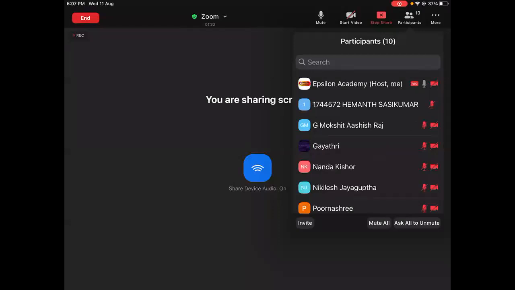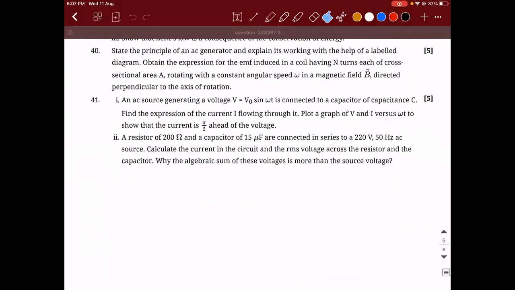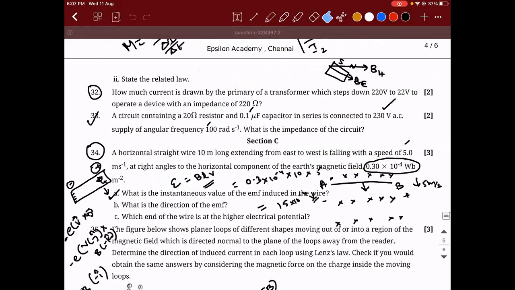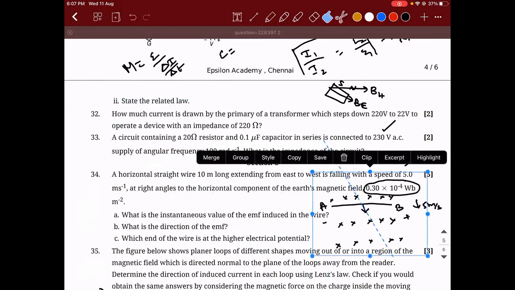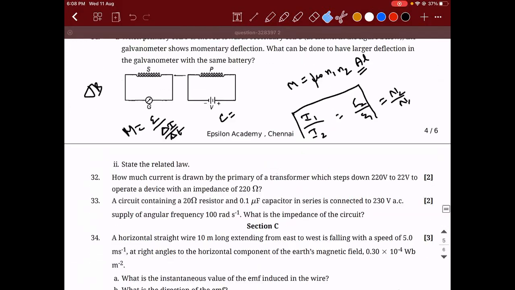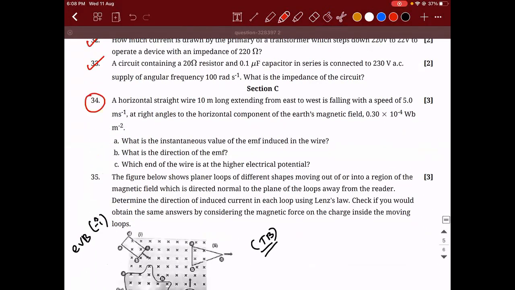We'll do the pending problems for today's session. So, what was the last problem that we saw? I think the 32nd we have completed. 33rd also we have completed, right? Now we'll do the 34th.